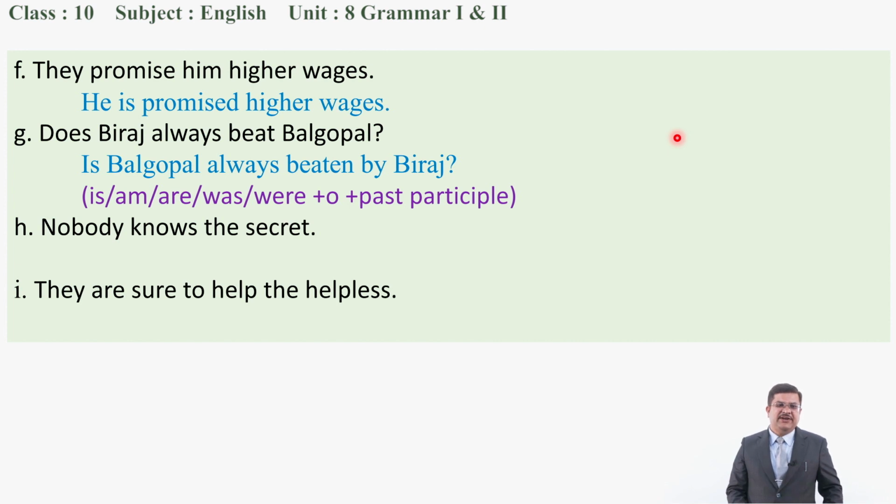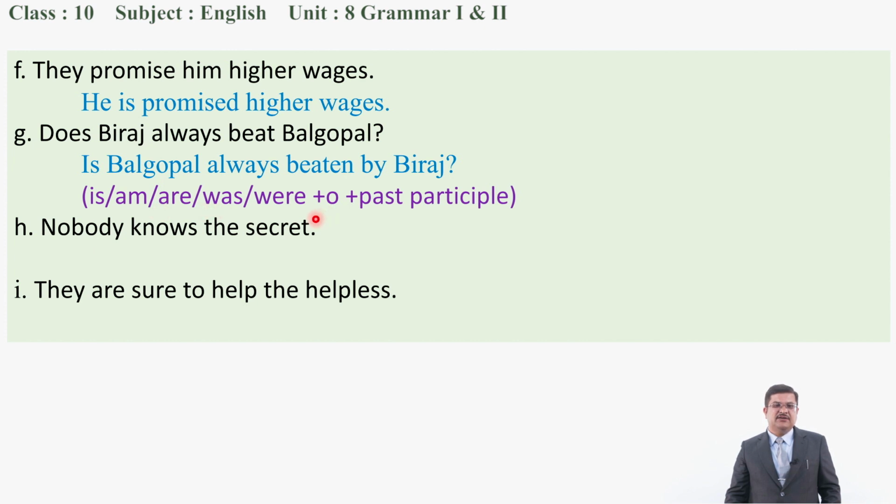Does Biraj always beat Balgopal? Again, there is a yes/no interrogative sentence, and it starts with does. When there is do and does, is/am/are. When there is plural, are. When there is singular, is. Balgopal is singular. That's why is Balgopal always beaten by Biraj.